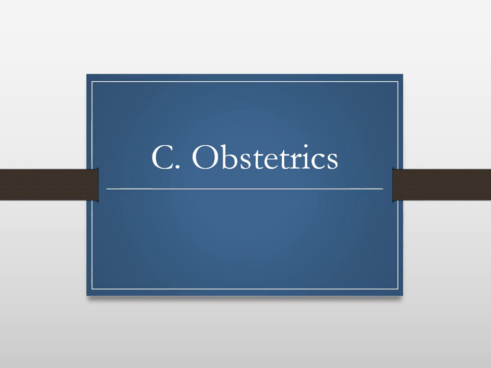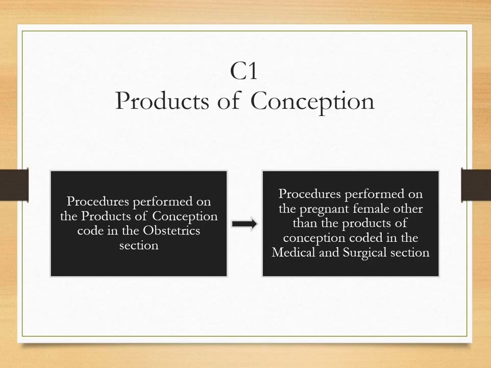On to the very small section of obstetrics, starting with guideline C1, which covers the products of conception. Procedures that are performed on the products of conception are coded to the Obstetrics Section. Procedures performed on the pregnant female other than the products of conception are coded to the appropriate root operation in the medical and surgical section.